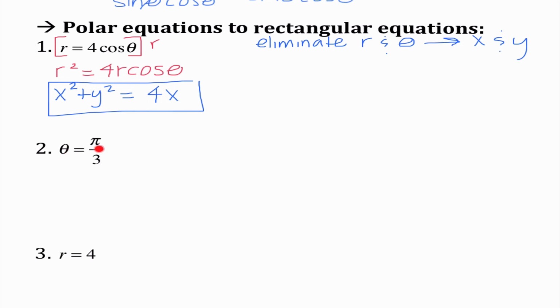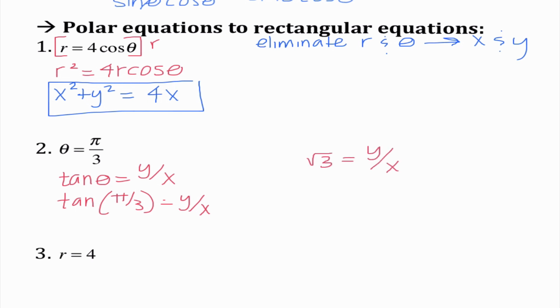Our second one here, theta equals pi over 3. Okay, this time I don't have an r, so I'm just thinking we need to somehow get rid of this theta. So the equation we learned that dealt with theta was that tan of theta equals y over x. So in this case, theta is pi over 3. So we need to think back and try and remember what is the tangent of pi over 3. And we know that that is radical 3. So I get radical 3 equals y over x.